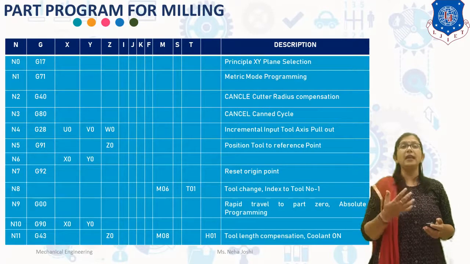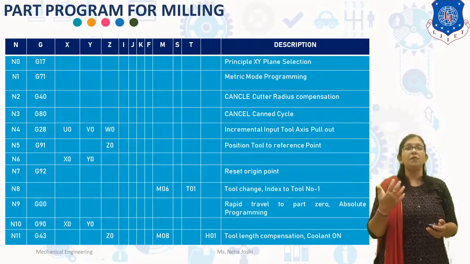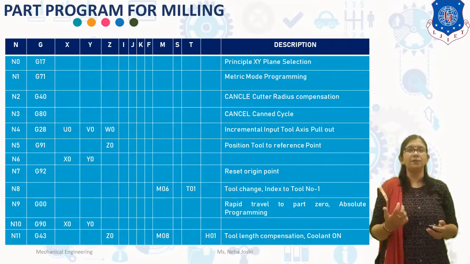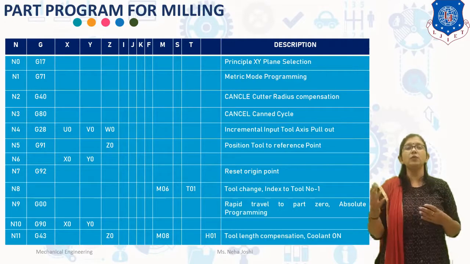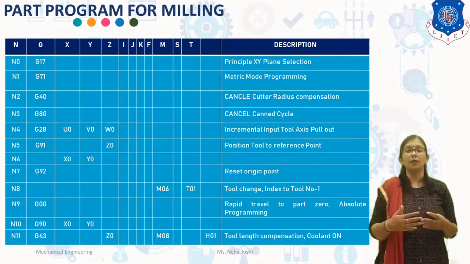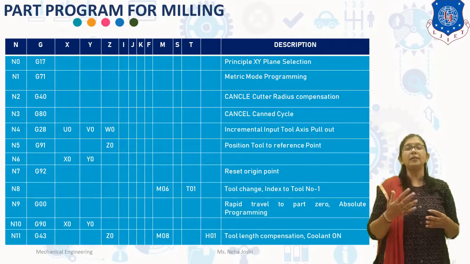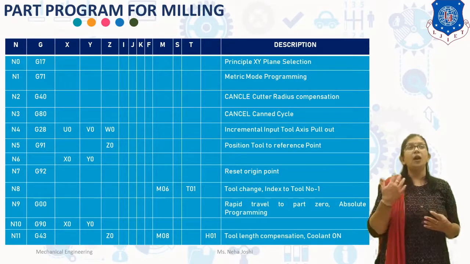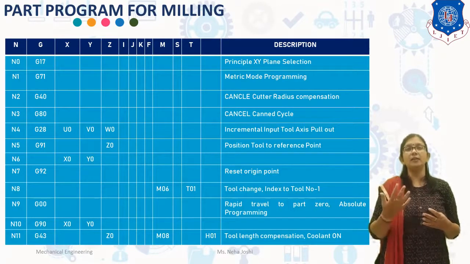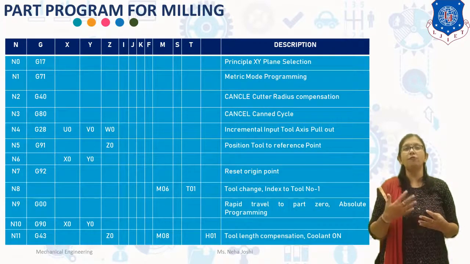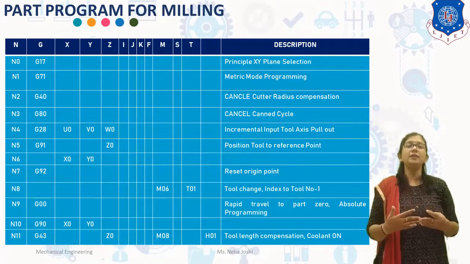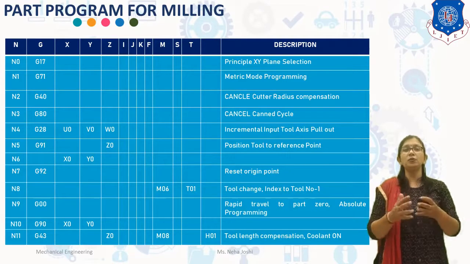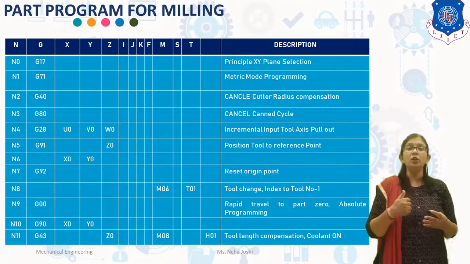The first sequence is N0, G17, which is used for XY plane selection. After that, the next sequence is N1 and G71 code is used for metric mode programming. Next is N2 and G40 code is used for cancellation of cutter radius compensation. After that, N3 and G80 is used for cancellation of canned cycle. The next sequence is N4, G28, which is used for pulling out the tool axis.